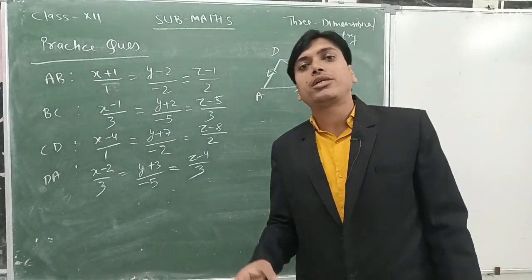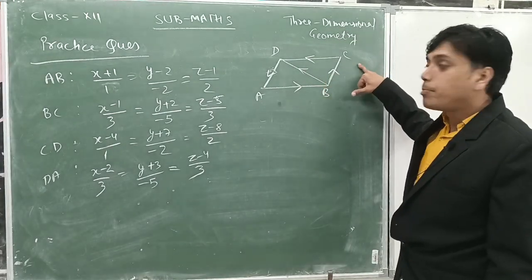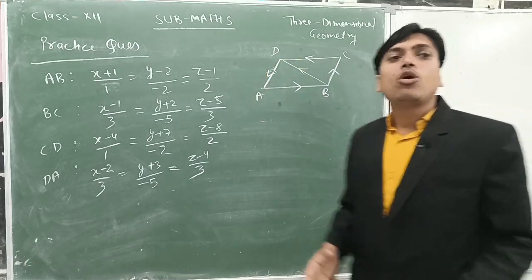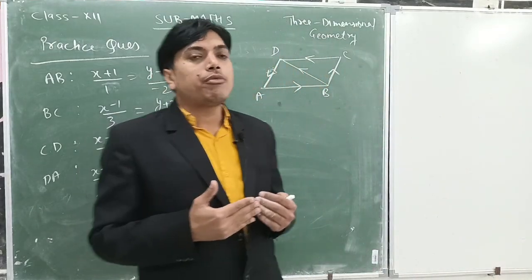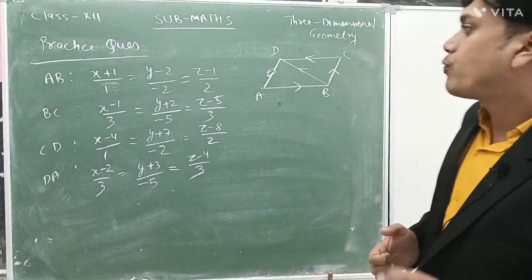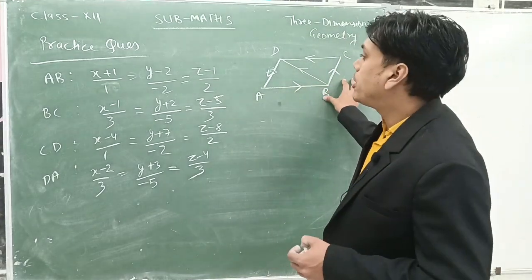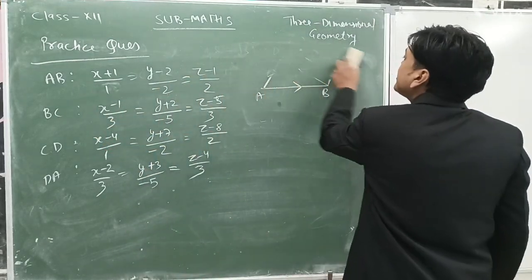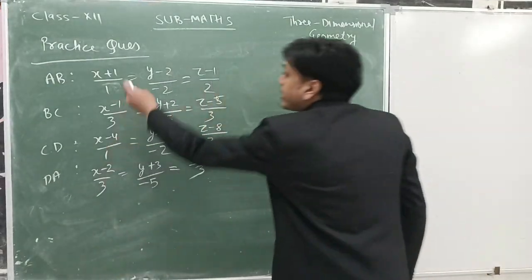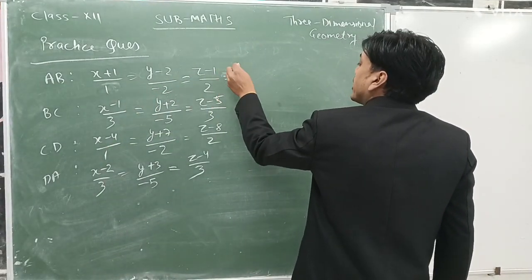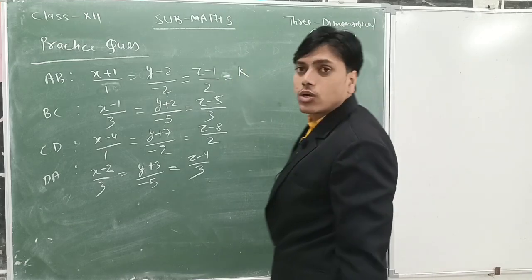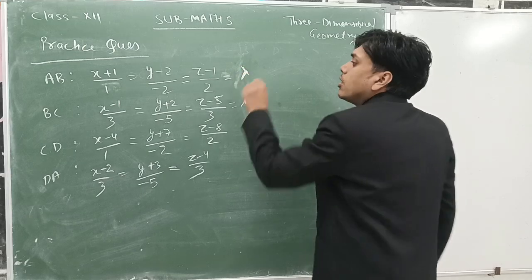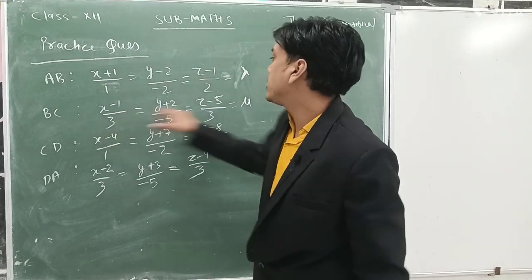Now you can see where the point B is. Point B is the common point, the point of intersection between AB and BC. Similarly, the point D is the point of intersection between CD and DA. So to find the coordinates of points B and D, we need to find the point of intersection. For that, let us start with the point B. Point B is the point of intersection between line AB and BC. So let us set the equation of AB equal to lambda and BC equal to mu.